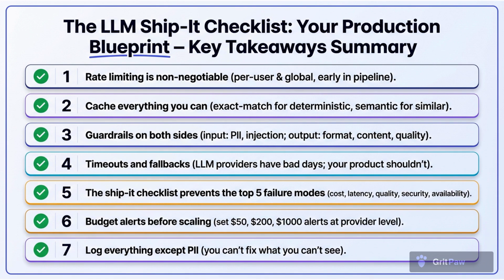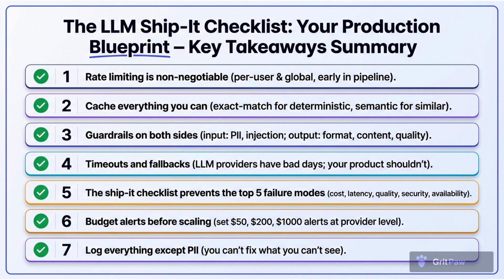Let's summarize our journey with the LLM Ship It checklist, which serves as your blueprint for deploying robust LLM applications. First, rate limiting is non-negotiable. Implement both per user and global limits at the very first layer of your API before any feature code executes. This is your primary defense against cost overruns and service abuse.